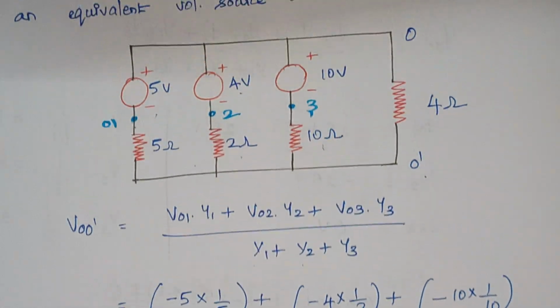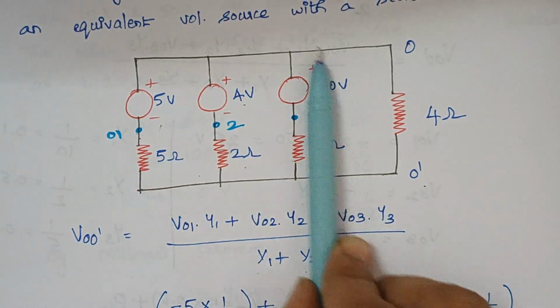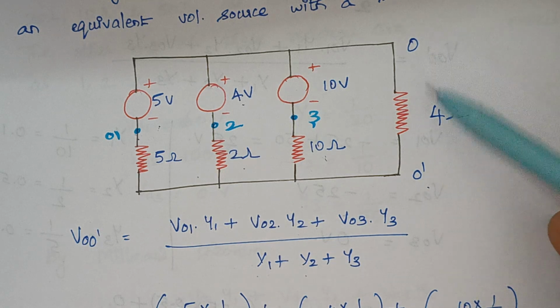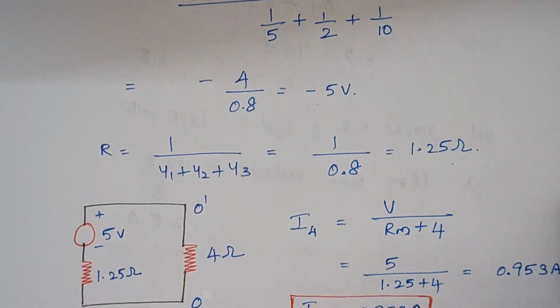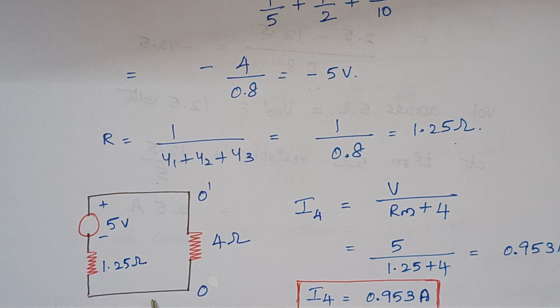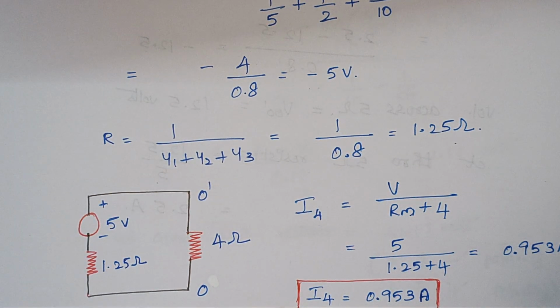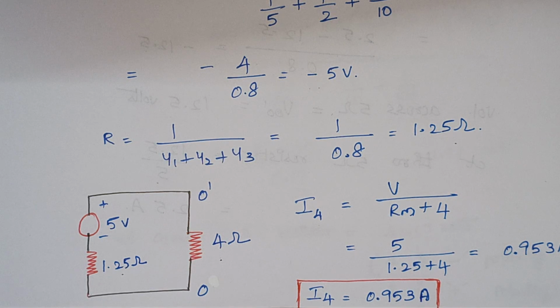So now we are going to replace this entire part by a single voltage source with a series resistance, and this 4 ohm will remain as such. Once you modify, our circuit will look like this. And again the value of current is given by V by R, right. The value of R is 1.25 and 4 ohm here. So the final answer is 0.953 amps.